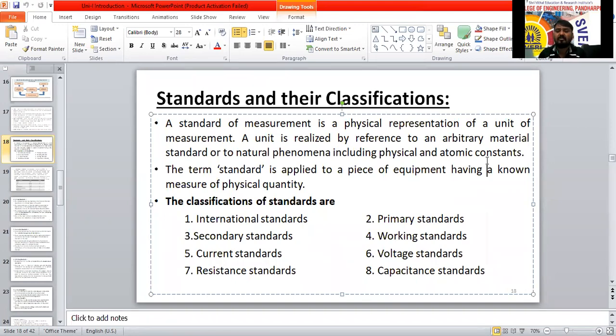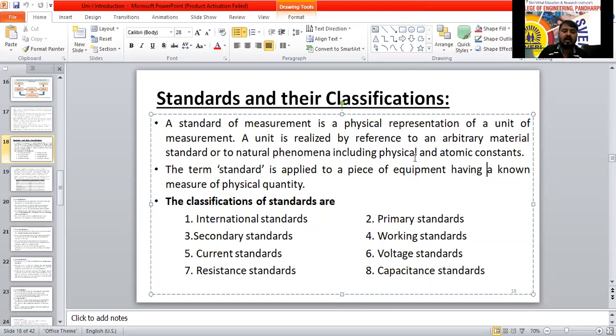A standard is applied to a piece of equipment having a known measure of physical quantity. Then only the standard is applied for that piece. Those are classified into 8 types. Actually, only 4 types are needed, but it will cover all 8 here.